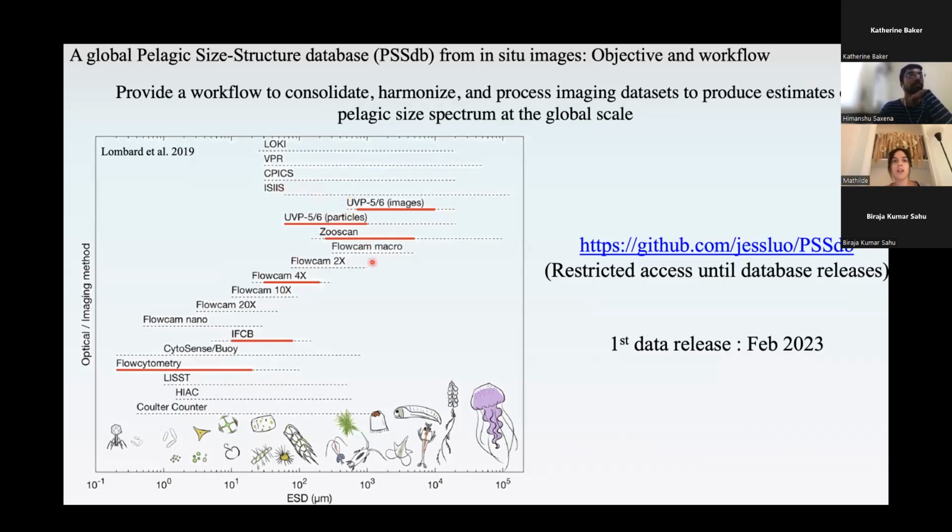So that's the ISIIS. So we've decided to build a workflow in order to consolidate, harmonize, and process all the images that are being collected by the IFCB, the UVP, and the ISIIS, and the ZooScan as well, to produce a global pelagic size structure database. So the code will be posted here. For now, the access is restricted, but it will be publicly available upon the first data release, which is supposed to be early next year.